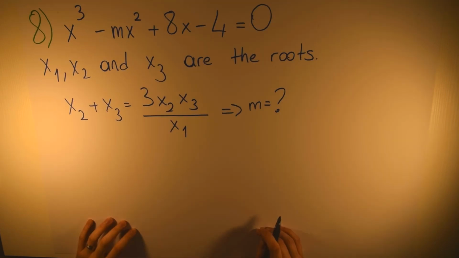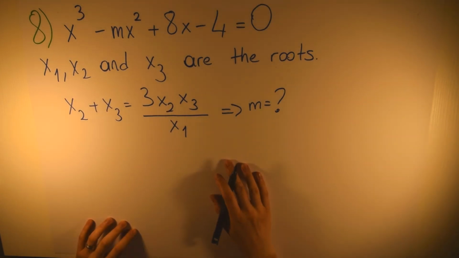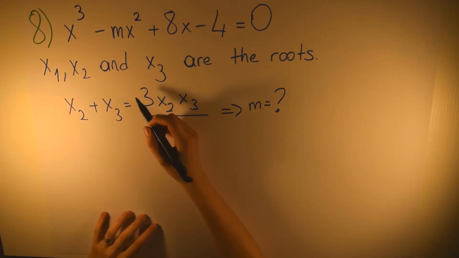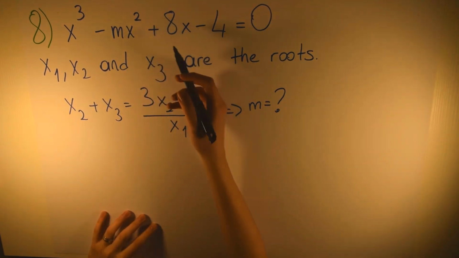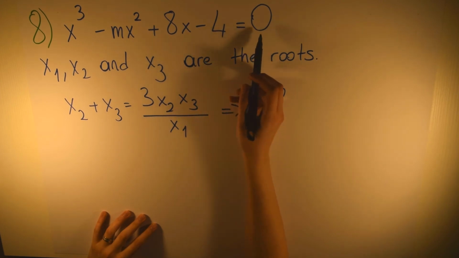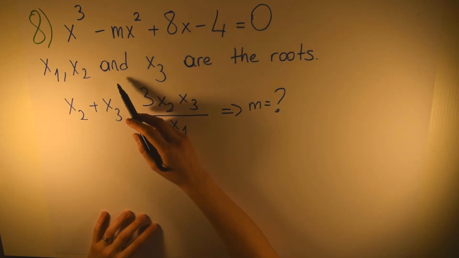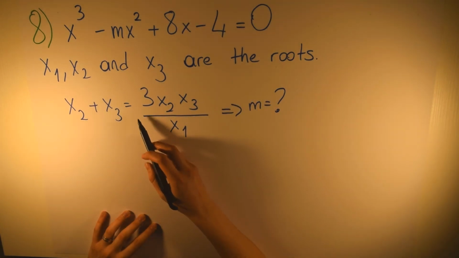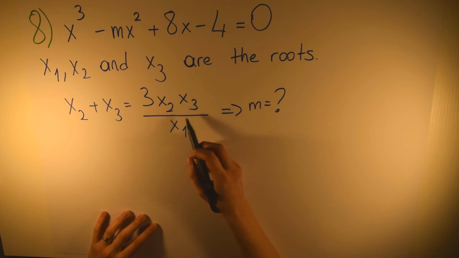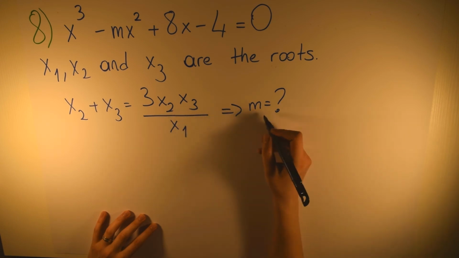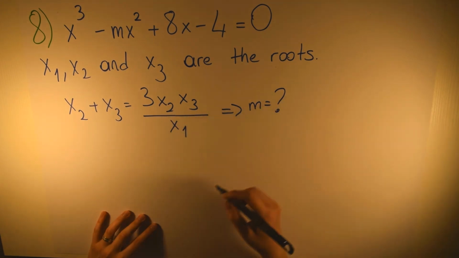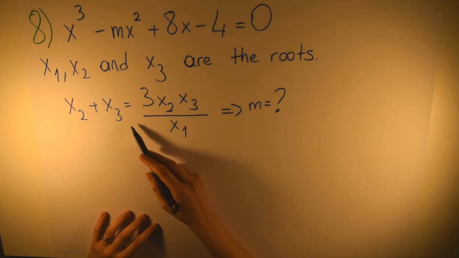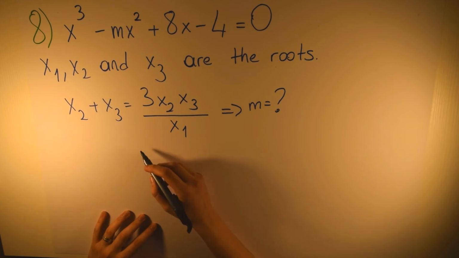Okay, here we have a question about cubic equations. Let's look at this question. It's x cubed minus mx squared plus 8x minus 4 is equal to 0. x1, x2, and x3 are the roots. So x2 plus x3 is equal to 3x2x3 over x1, and it asks what is m. So here first we will start with the cross multiplication in this information.